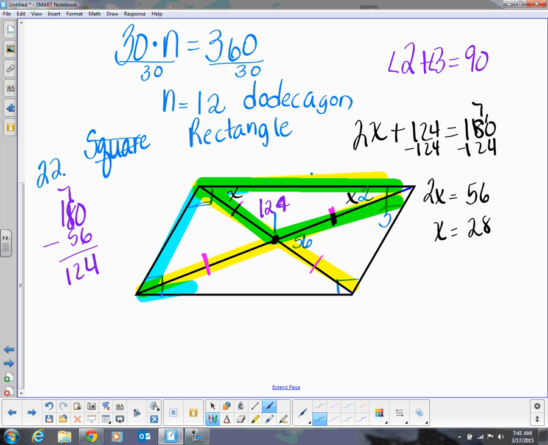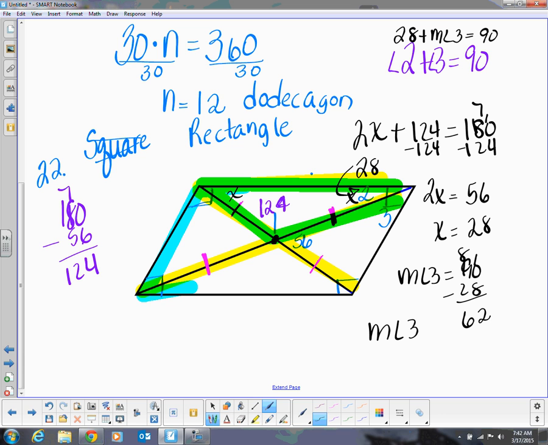28. Now, if angle 2 is 28, what's the easy way to find angle 3? Right. 28 plus the measure of angle 3 equals 90. So we're going to say the measure of angle 3 is equal to 90 minus 28. How about 62? So that required that you knew the diagonals of a rectangle were congruent. Next question.